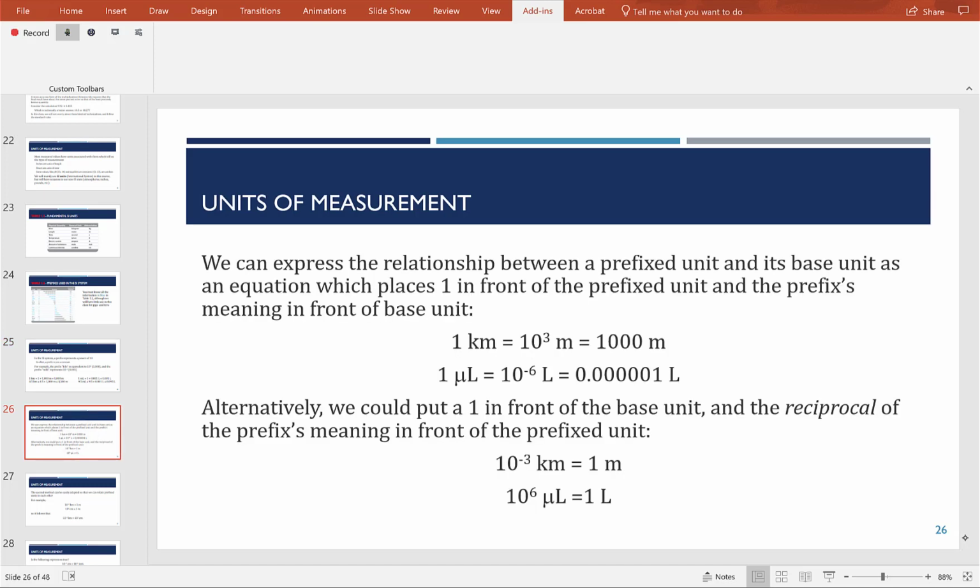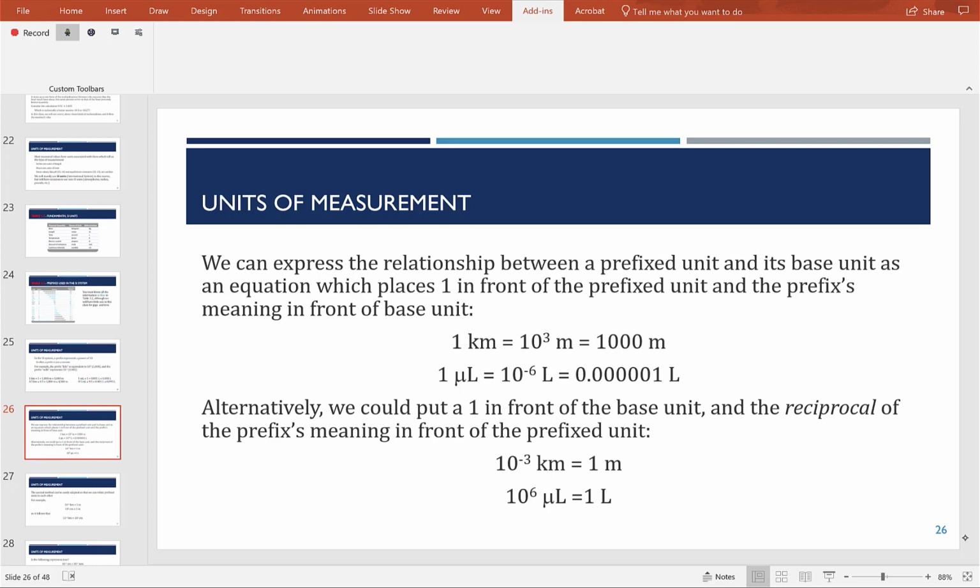Okay, so ultimately, the way I usually like to teach this when I'm first presenting it to students is to say we always want to put a 1 in front of the unit with the prefix. So in this particular case here, we have 1 kilometer. So the unit with the prefix, the K, has a 1 in front of it. And then you simply replace the prefix with its meaning on the other side of the equation. So 1 kilometer is the same thing as 10 to the 3 meters, 10 to the third, or 1,000 meters.